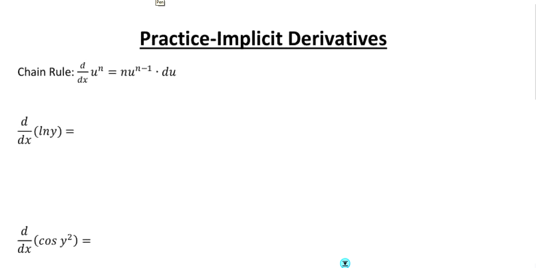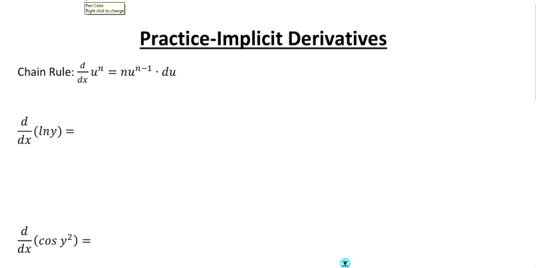Okay, so today we're going to be practicing implicit derivatives. Basically, implicit differentiation is when you're taking the derivative and the variables don't match. And it's a form of chain rule. But very simply, we can use our other rules to help us out as well.